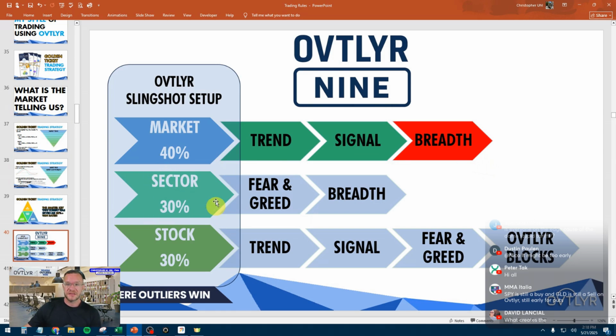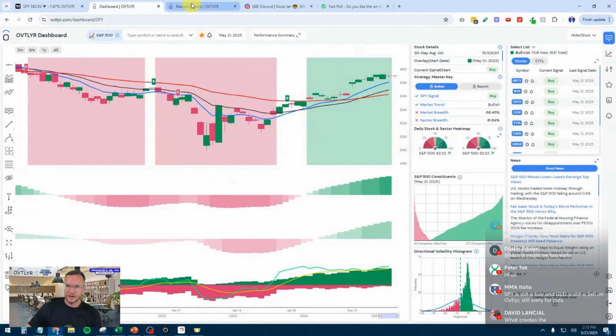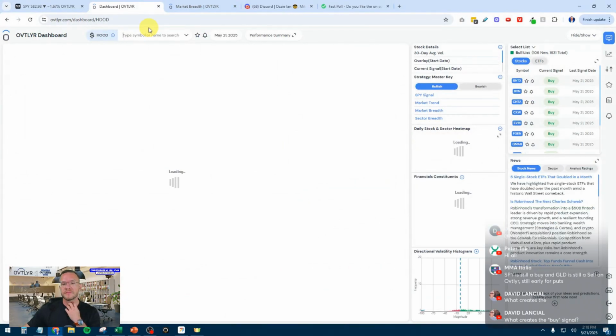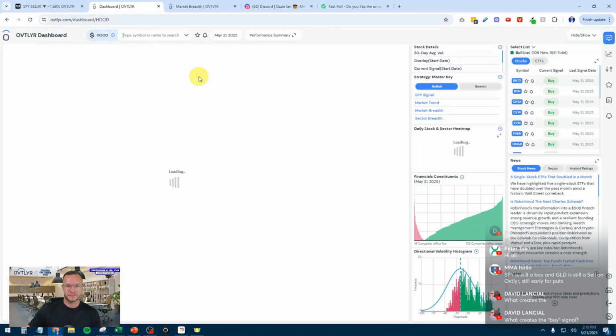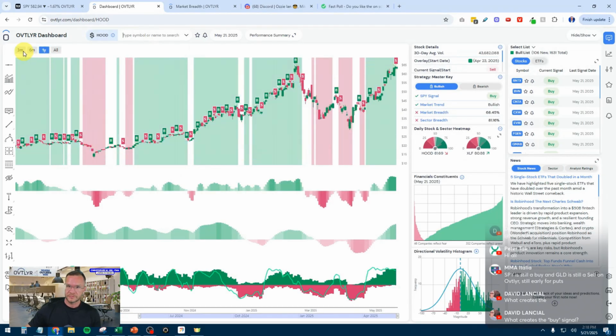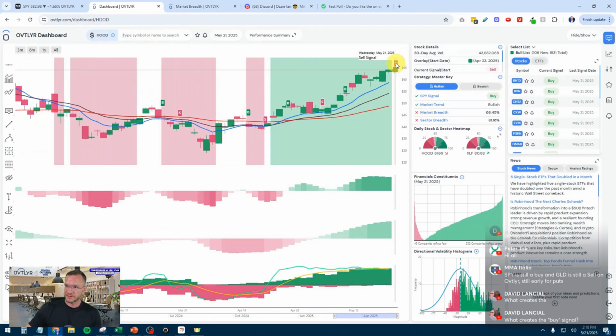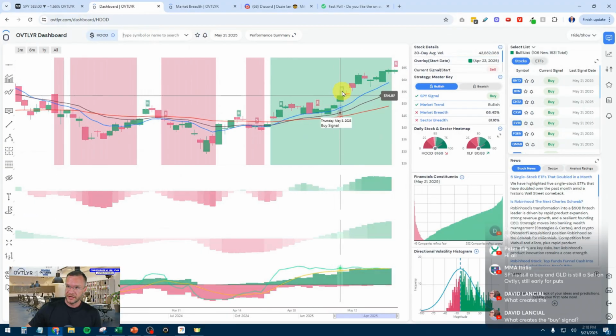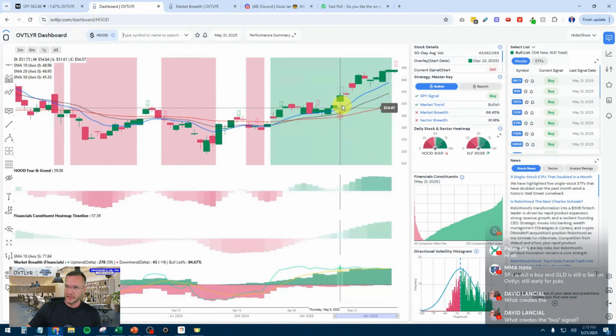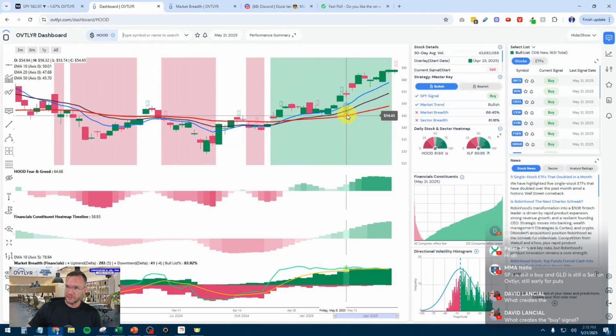Next, the sector. So we're going to look at the financial sector. Let's go to Hood over here. Hood got a sell signal today, in fact, but I took this buy signal right here and it was 10 over 20, price over 50. But let's focus in on the sector real quick.